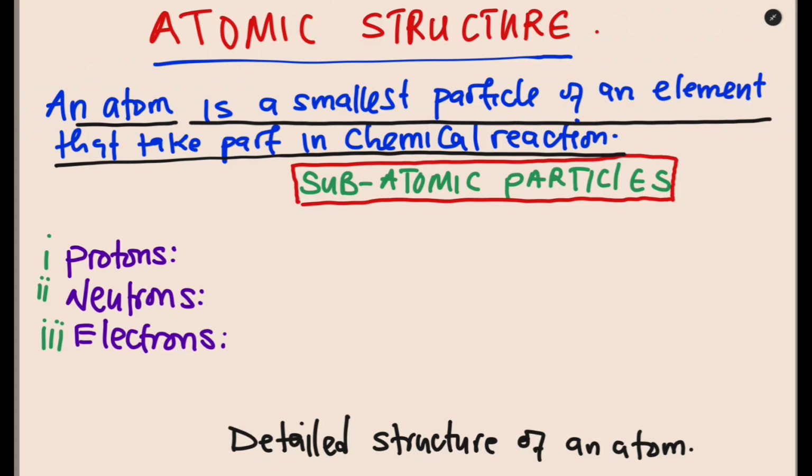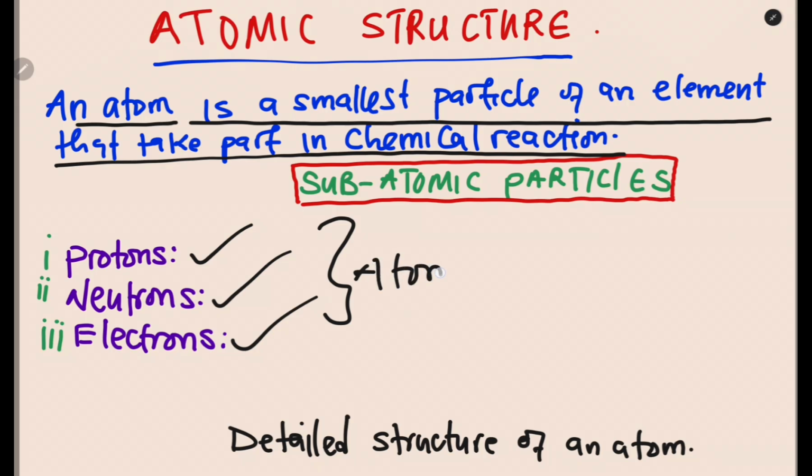Now, here we are saying it's the smallest particle of an element, but even an atom has some particles inside it. These are what we call subatomic particles. They are particles found inside the smallest particle of an element called an atom. What subatomic particles can we look at? Protons, neutrons, and electrons. These make up what we call an atom.